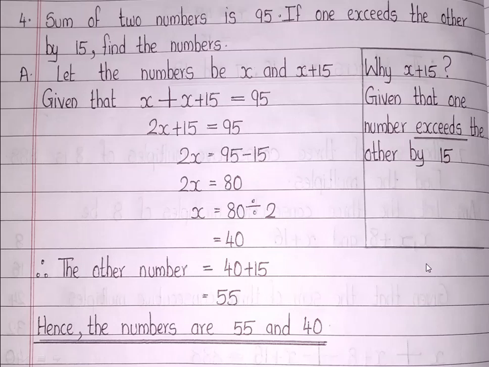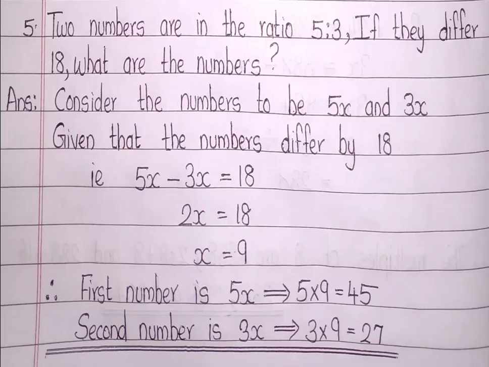Next question. Two numbers are in the ratio 5:3. If they differ by 18, what are the numbers? Students, when you are given a ratio in this type of question, the first thing you should do is take the numbers as 5x and 3x. What is given in your ratio? Consider the numbers to be 5x and 3x.